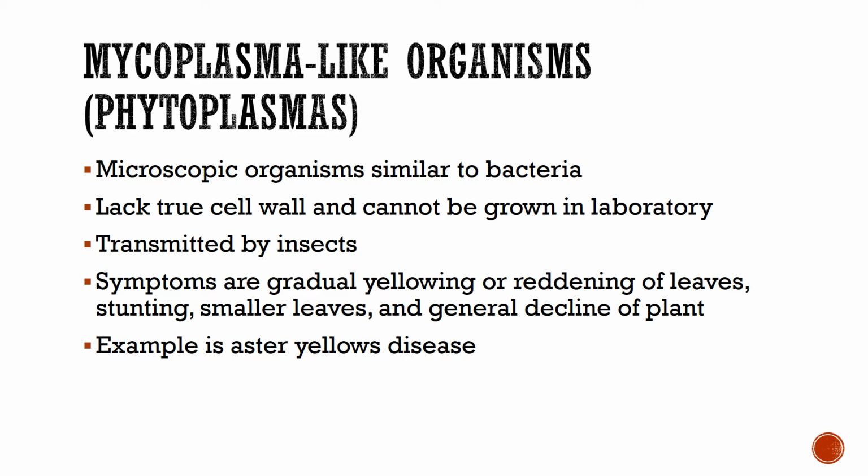And then this is transmitted by insects, so it can't be really anything else, obviously, because it's an organism. What happens is a lot of the color changing of leaves will start to appear, and then stunting will happen. There's a decline in the plant really quick, unfortunately, a lot of times. And the Aster yellows disease is really one of the common ways that we see these organisms really take over plants.